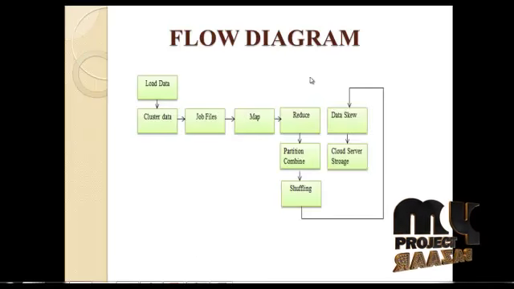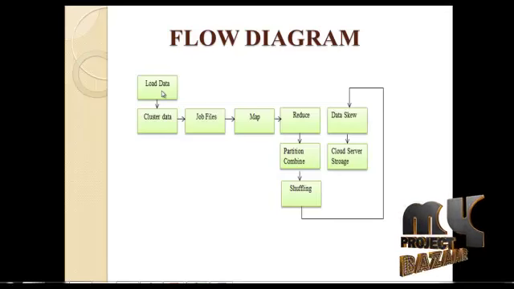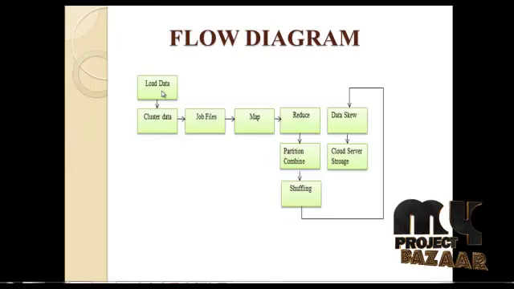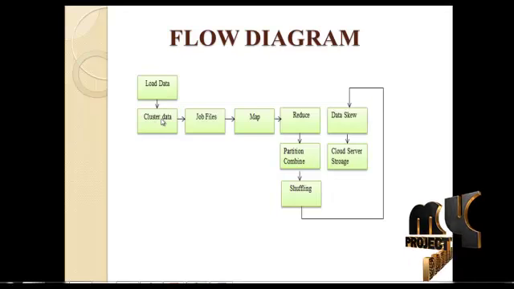This is a flow diagram. First one is load data. This module is used to upload data to process the iShuffling with a data mining process. The uploaded file will be stored in a database based on the attributes. Next one is cluster data.